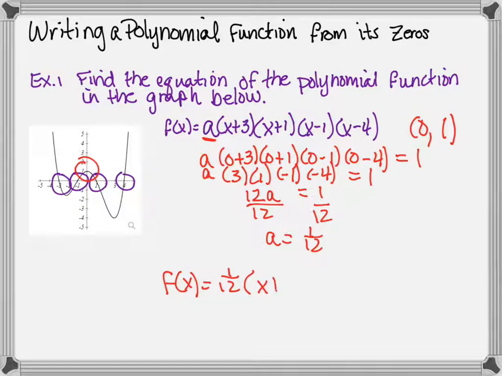So f of x equals 1/12 times (x plus 3) times (x plus 1) times (x minus 1) times (x minus 4). And we've not been asked to multiply this all out, so I'm going to leave it in this form. If we were asked to write it in standard form, we would have to multiply it all out.